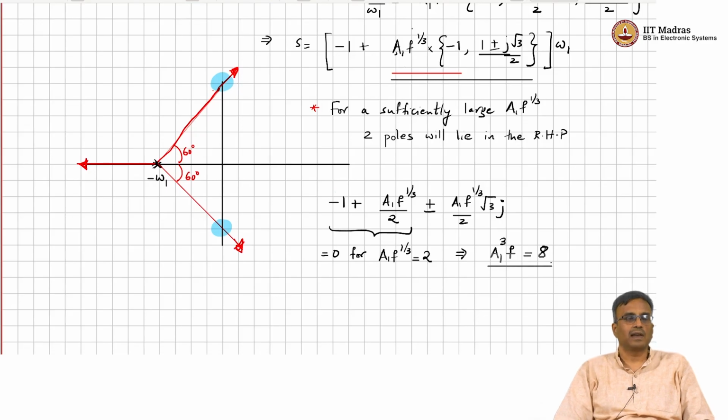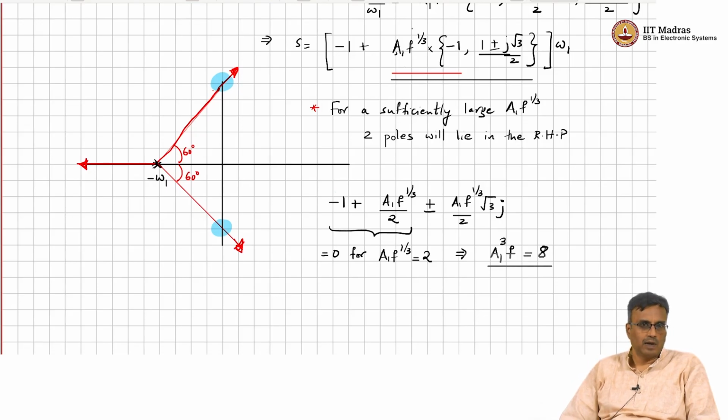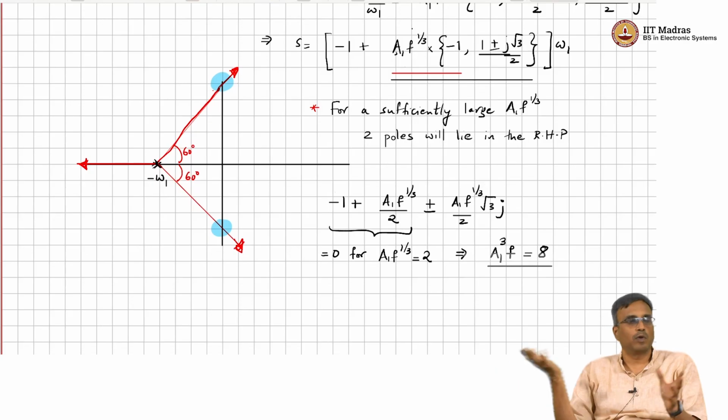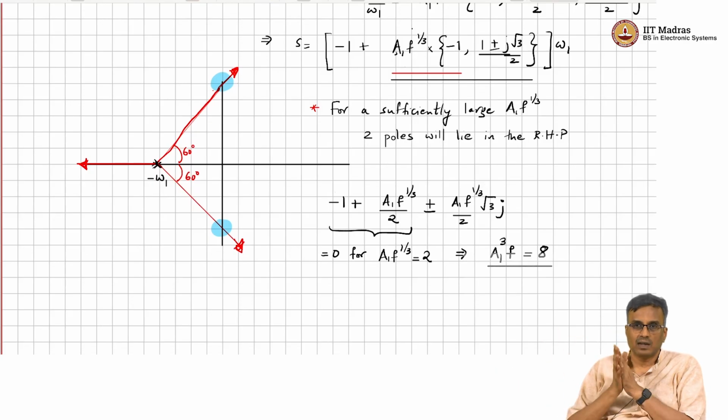Alright. So what is this telling us? If you have a third order system with identical poles, then even with a DC loop gain of 8, 2 of the closed loop system's poles are on the j omega axis. And for A1 cube F greater than 8, 2 of the poles of the closed loop system are actually in the right half S plane. Correct.